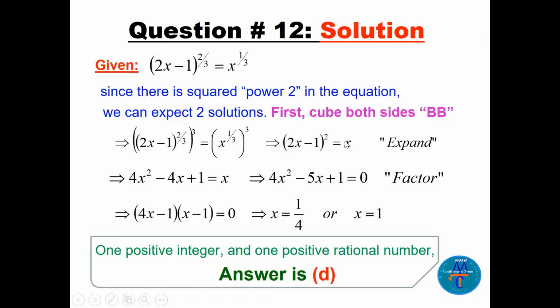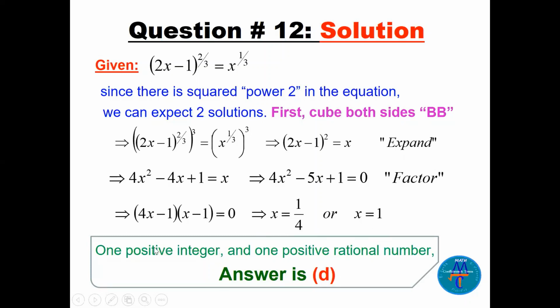If we have a number, let's say 7 or 10 or 9 or 12 or 50 or any number, just take the square root. So this one, 4x squared minus 4x plus 1 is equal to x. Bring the x there, we have to make it 0. This is a quadratic equation. So we factor it easily, 4x minus 1, x minus 1. So x will be 1 over 4 or x will be 1.